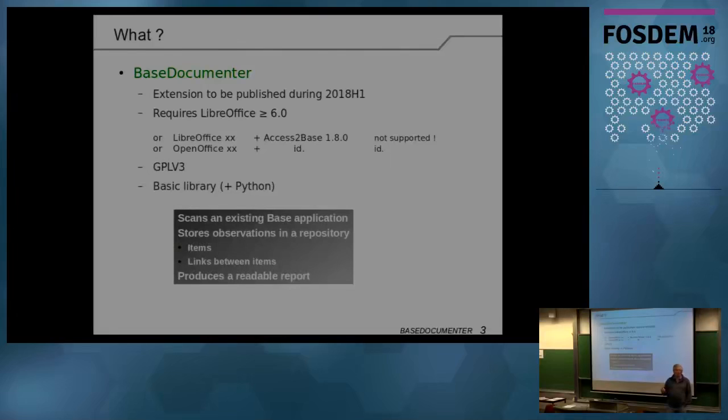It will be published as an extension on the extension site of LibreOffice and OpenOffice. It will require LibreOffice 6.0 because I put in the Access to Base library some hidden entries or functionalities that I needed for BaseDocumenter. It should also work on OpenOffice with the Access to Base 1.8.0 version. Maybe also with older LibreOffice versions in the same situation, but this is not warranted.